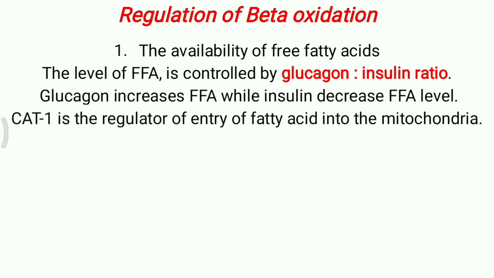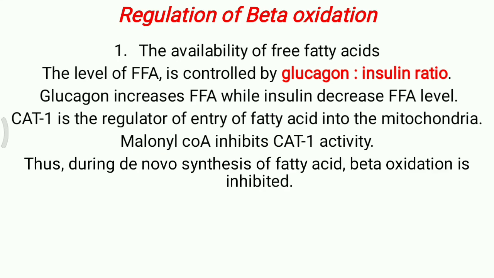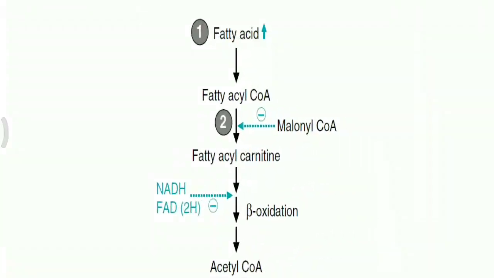Carnitine acyl transferase 1 is the regulator of entry of fatty acid into the mitochondria, but it is only for long chain fatty acid, not for short and medium chain fatty acid. Malonyl CoA is the inhibitor of this CAT1; carnitine acyl transferase 1 activity is inhibited by malonyl CoA. Now malonyl CoA is also the starting molecule for the de novo synthesis of fatty acid. During fatty acid synthesis, malonyl CoA is generated. So during de novo synthesis or fatty acid synthesis, beta oxidation will not occur or is inhibited.